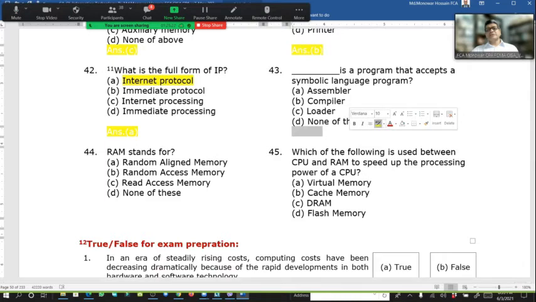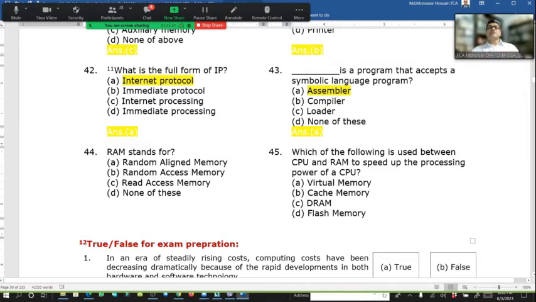Dash is a program that accepts a symbolic language program: assembler, compiler, loader. What would be the answer? Here, assembler. So assembler is a program that accepts a symbolic language program.